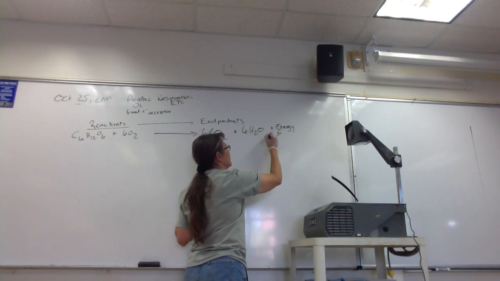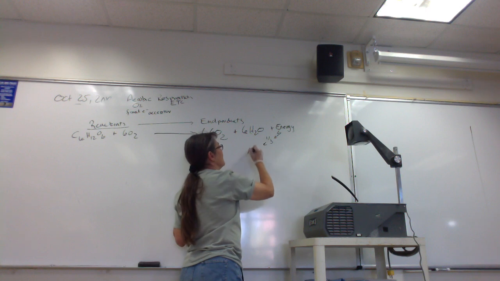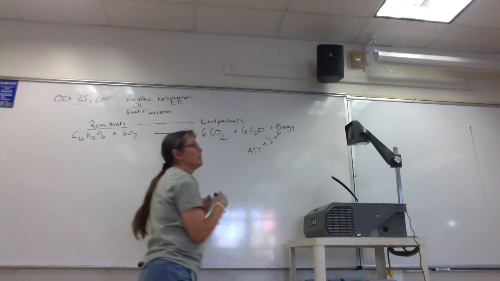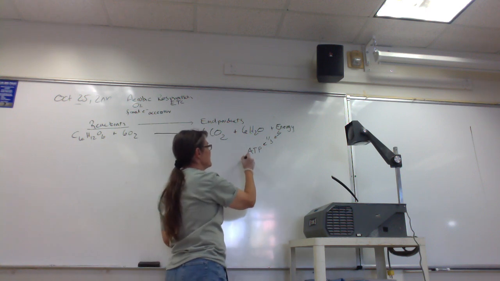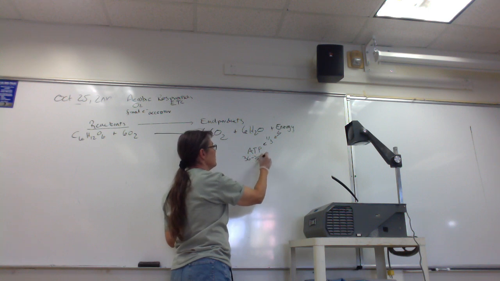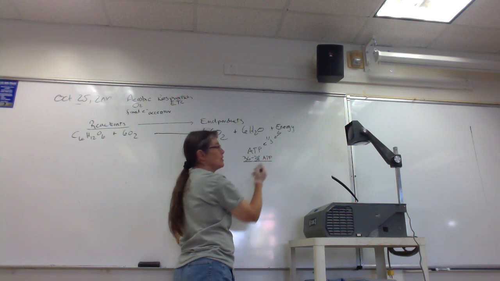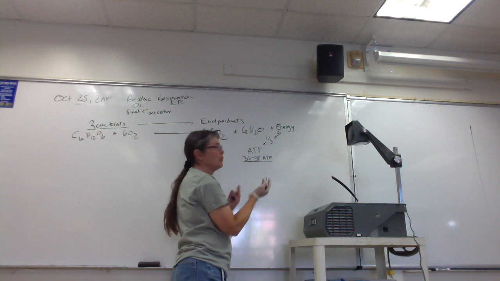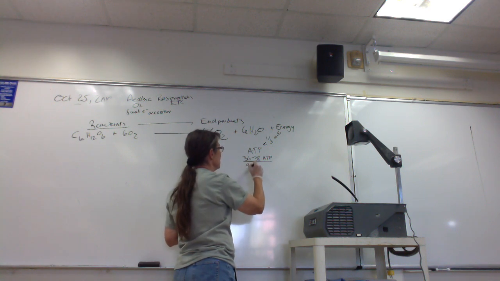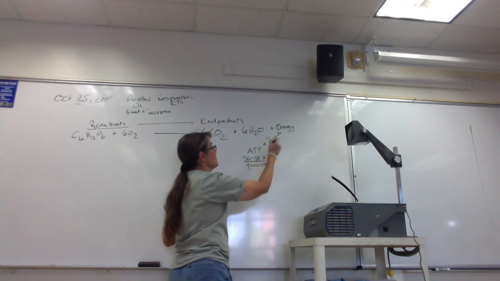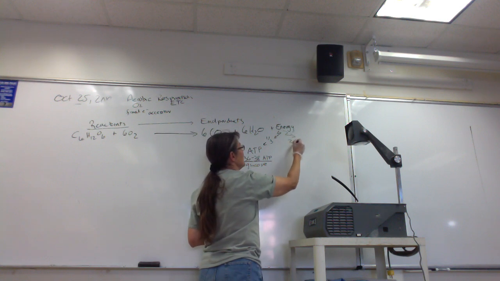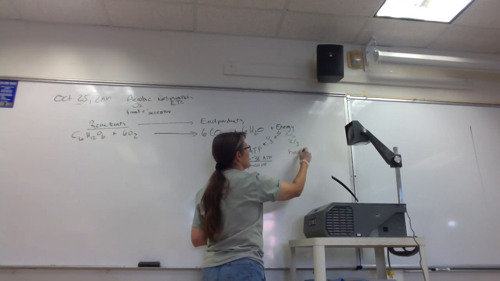About a third of it will be used to make what? ATP, right? And the theoretical max is 36 to 38 ATP per glucose. In the real world, the cells never reach that high level, but we'll just use it for now. And then 2/3 of the energy will be released as heat. Good. A lot of it's lost as heat.